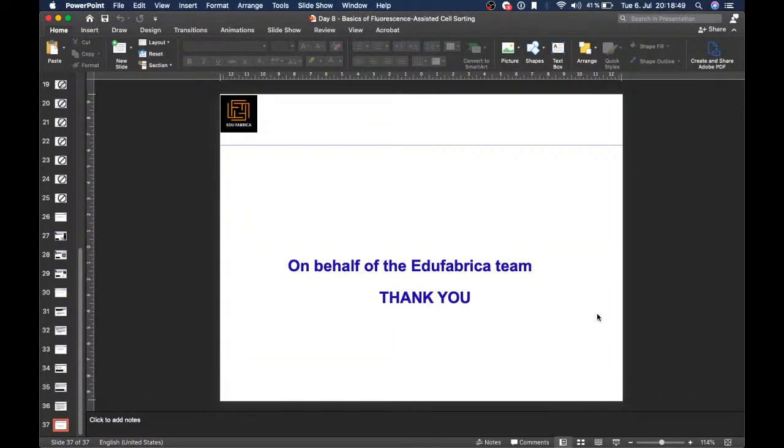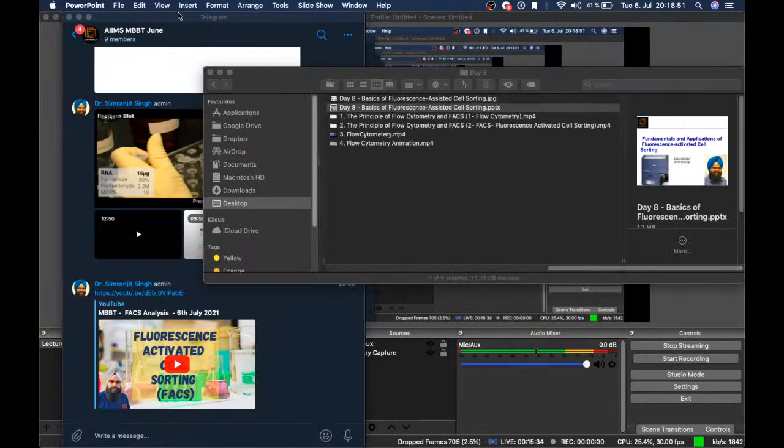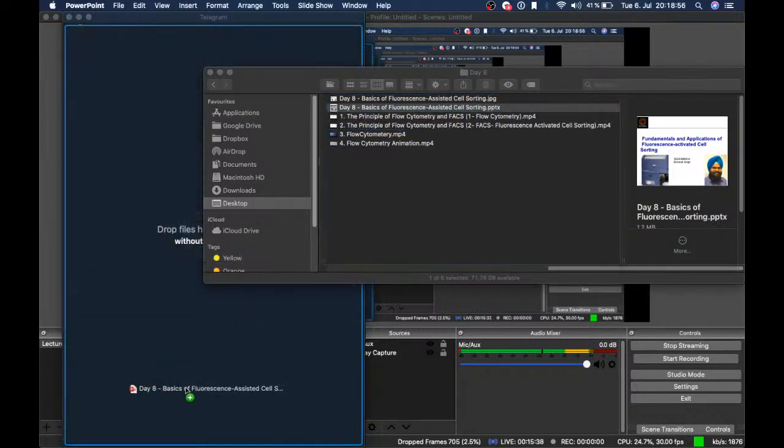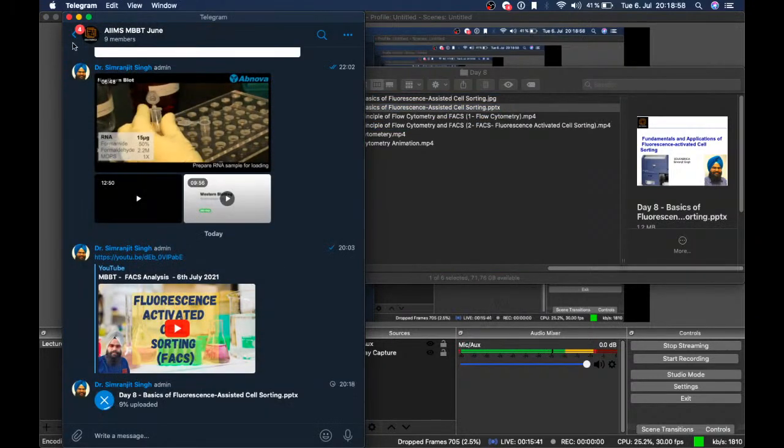So that was a simple, little bit of a touch on what fluorescence assisted sorting looks like, giving you a brief overview about it.